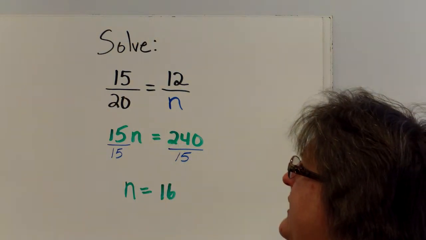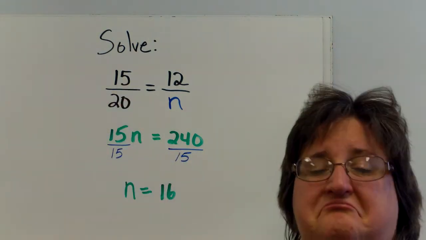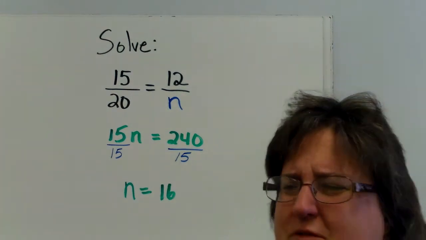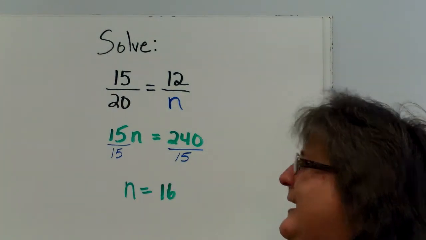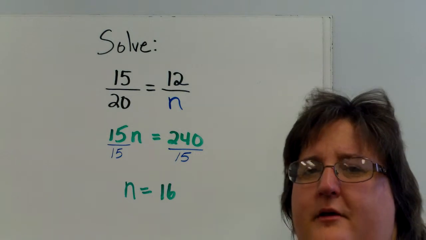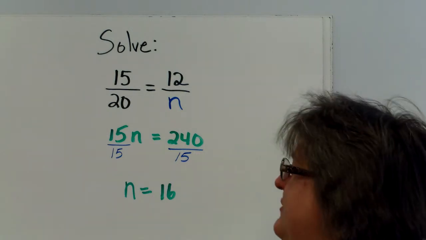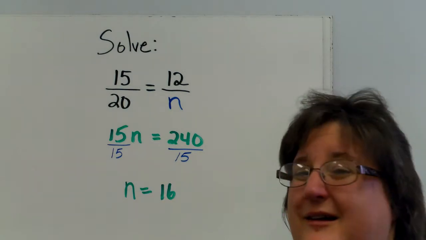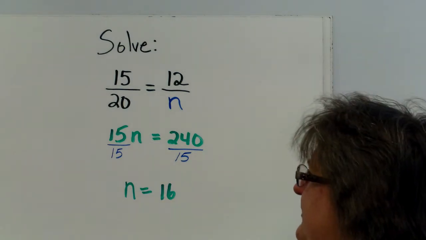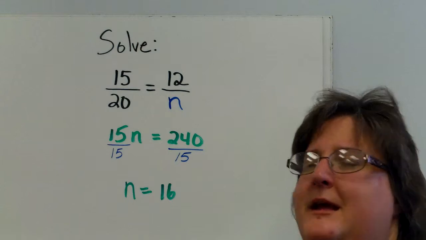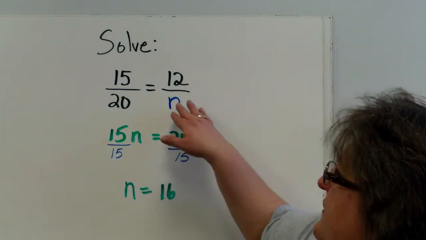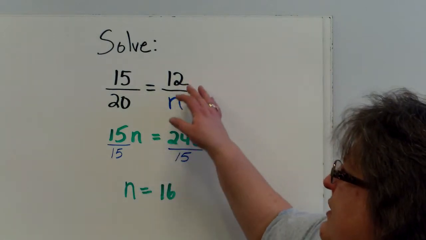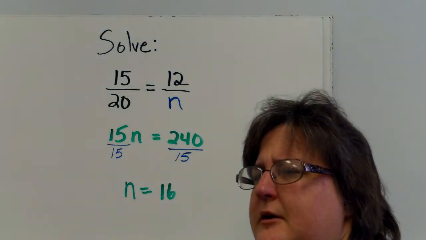When you cross multiply, you're going to get 15 times n, 15n. Multiplying the other two numbers, you get 20 times 12, which is 240. Again, you're one step away from the solution, and that is to divide both sides by 15. When you number crunch here, hopefully you do it correctly. Always check again. 240 divided by 15 is 16. So that would mean that 15 over 20 is the same as 12 over 16.